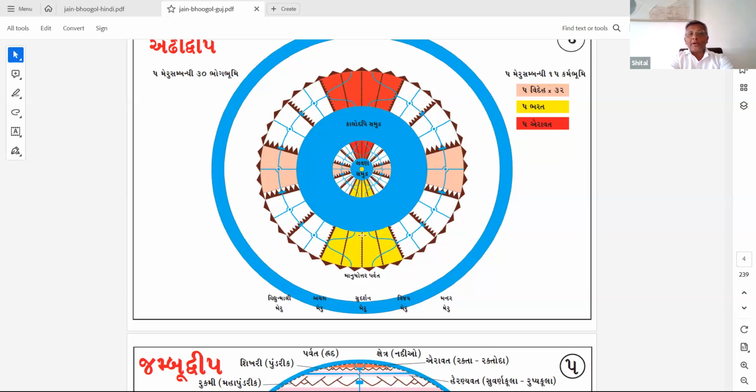This is the total area where there has been liberation. There has not been any liberation outside this boundary. Everywhere here, from the oceans, from both the Lavan Samudra and the Kalodadi Samudra, and all these lands, there have been Ananta Siddha Bhagwans from every single space. Every single space above, there has been a Siddha Bhagwan. So we've seen the names of the lands. The two Samudras are Lavan Samudra and Kalodadi Samudra.